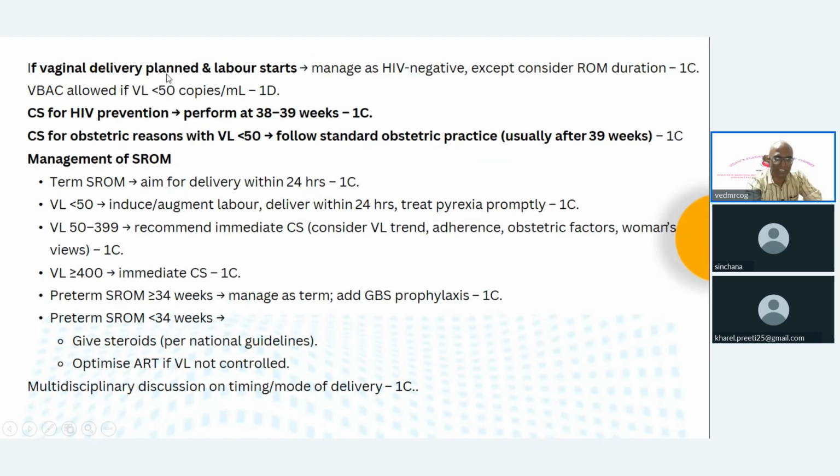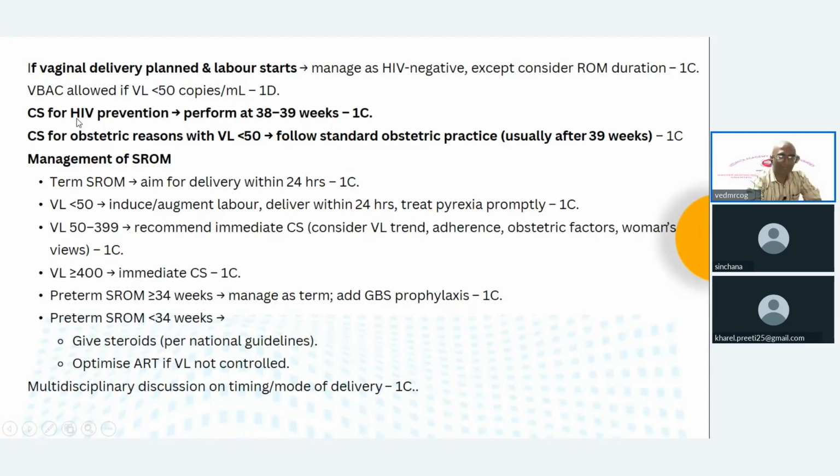If vaginal delivery is planned and the labor starts, she will be managed like any low risk patient, like any HIV negative, except in cases of rupture of membrane. Okay, VBAC is allowed if the viral load is less than 50. So they can combine your VBAC guideline along with this particular guideline, and they will expect a combination of both. Whether this patient who is HIV positive, she has received so many treatment, and now she wants VBAC. Okay, so VBAC is allowed if the viral load is less than 50 copies per ml.